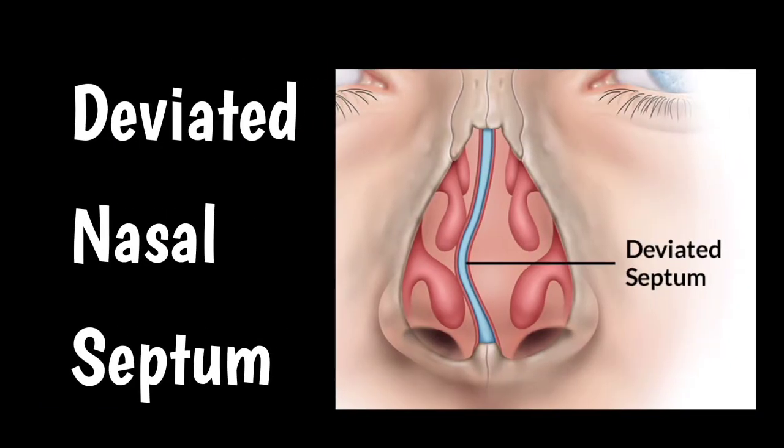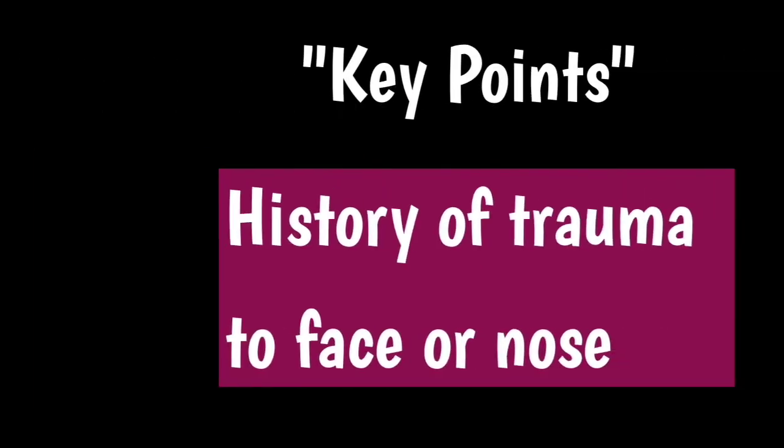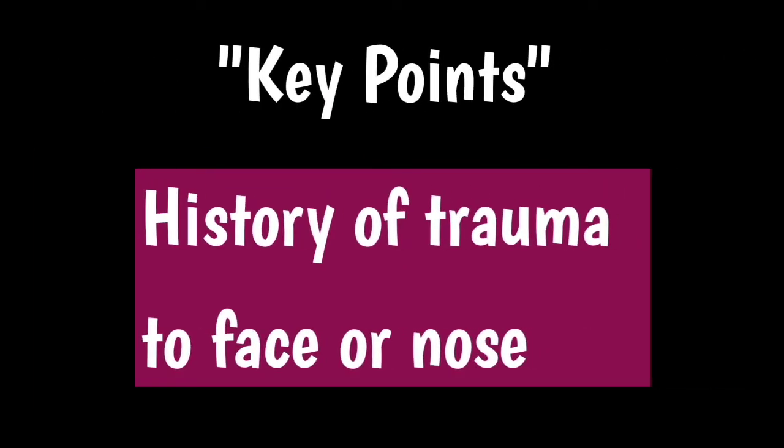Deviated nasal septum or DNS is the most common disease of the nasal septum. Other diseases include septal hematoma, septal abscess and septal perforation, which will be discussed in part 2 of the video inshallah. Now the key points which are going to help you in identification of the diagnosis of the diseases of the nasal septum. Number 1, history of trauma to the face or nose. Trauma and errors of development form the two most important factors in the causation of DNS.